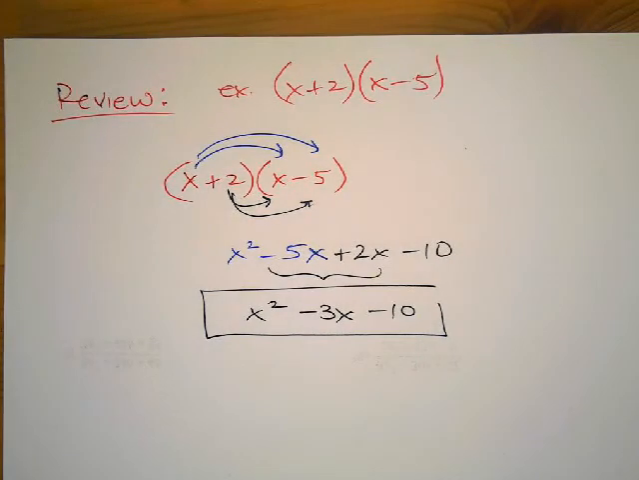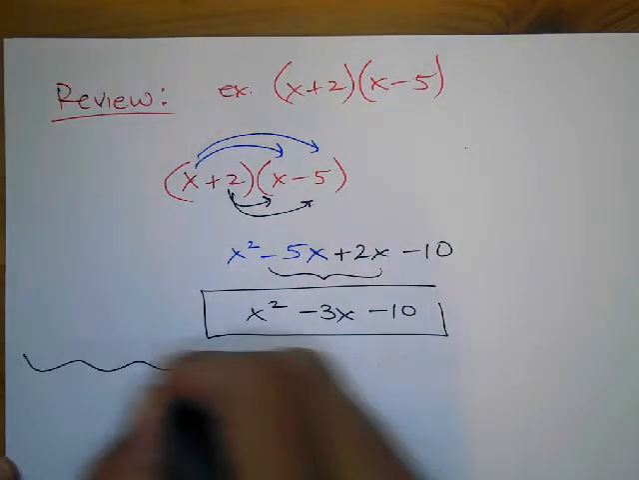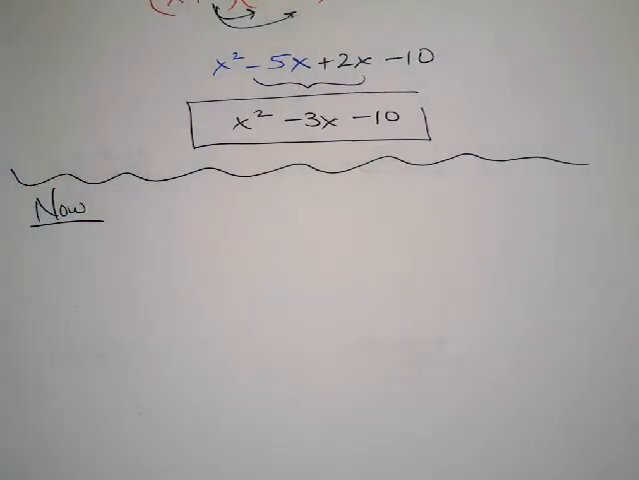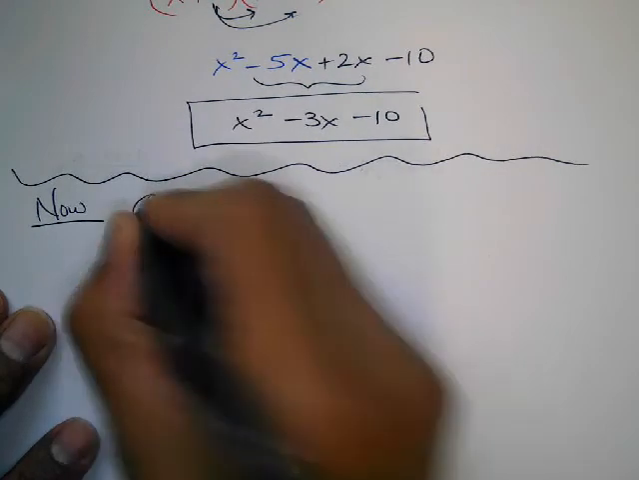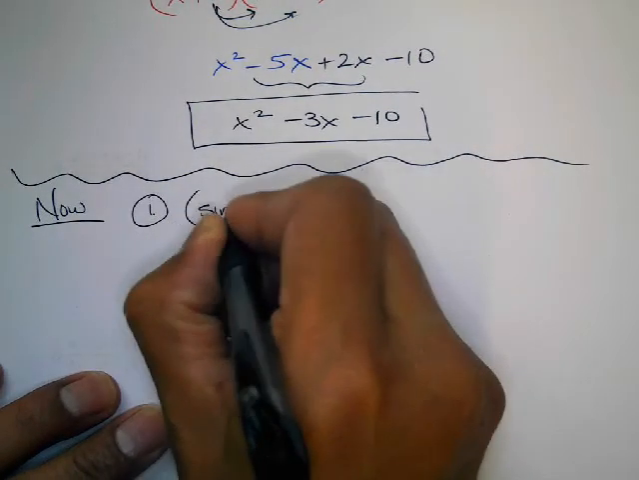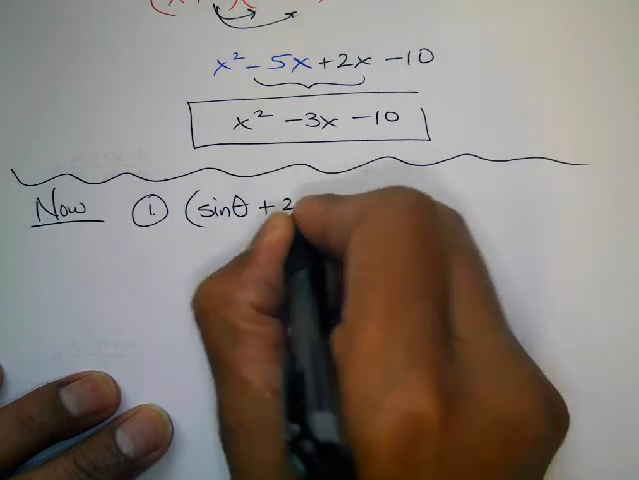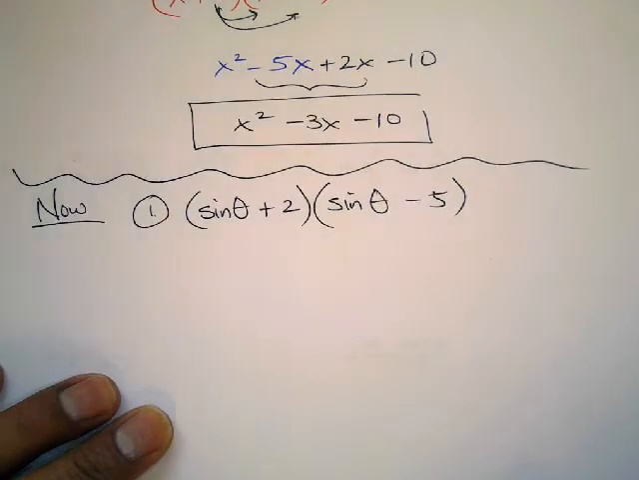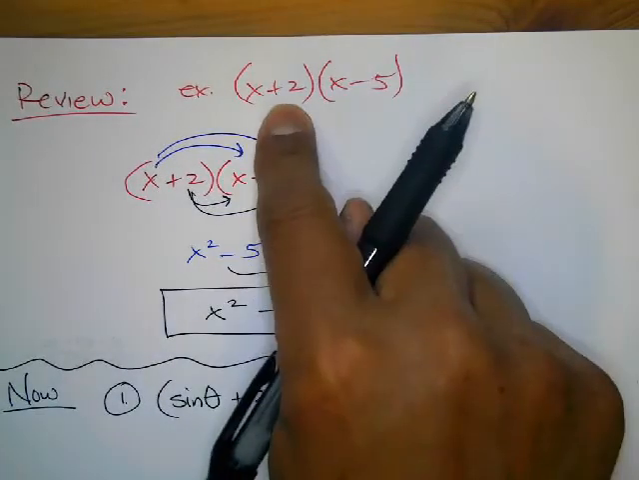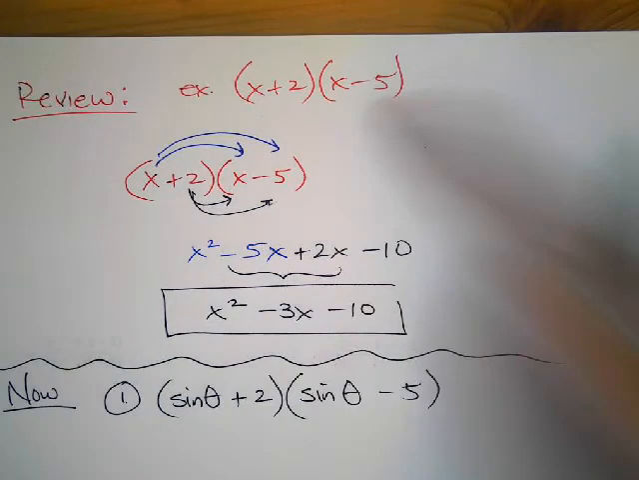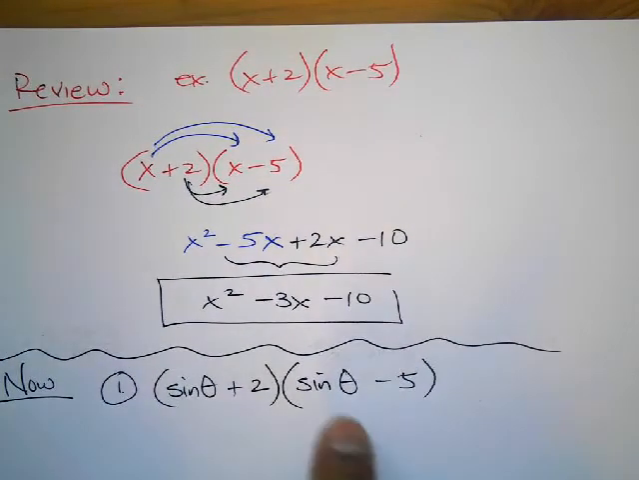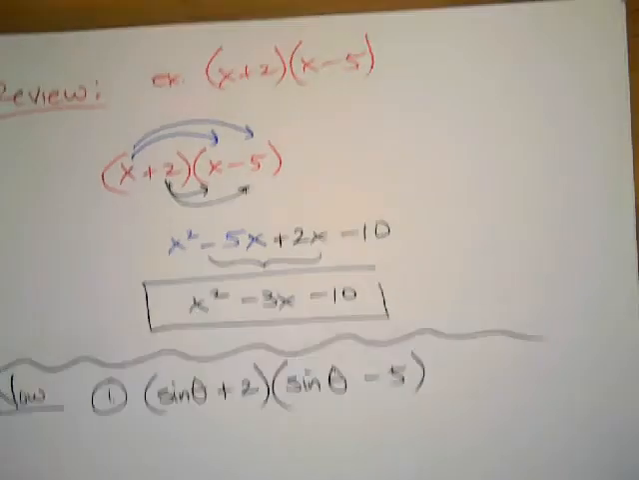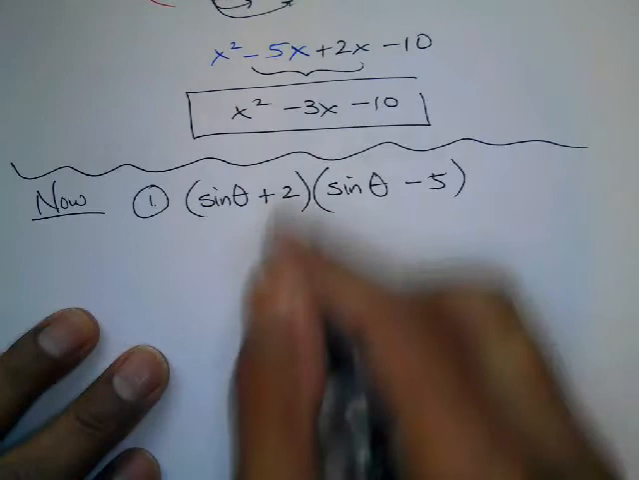So this is review, right? You remember that. Now look at how you're going to see this, but with identities. With identities, it's going to look like this. Number one, you'll see something that looks exactly like it. Sine plus 2 and sine minus 5. Right here I had x plus 2, x minus 5. But now you're going to see it with these trig functions, so sine plus 2, sine minus 5. It's pretty much going to work out the same, right?